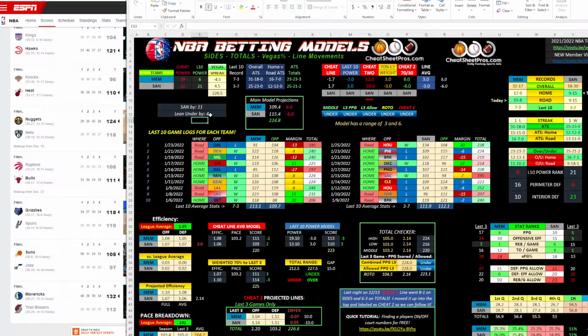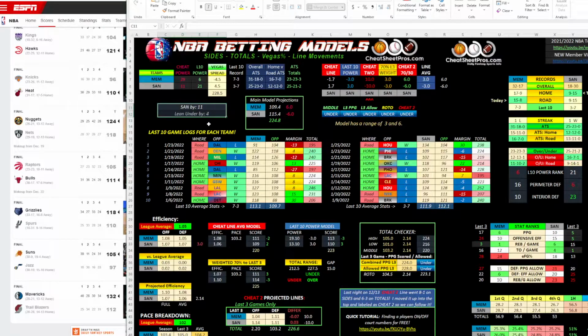So right here, if you want to take a look at it, you can see based on the spread, we have the San Antonio Spurs, a difference by 11, and then for the side, we lean under by 4 points. Now, what I recommend is look into games that have a difference of 6 or 7 or more points, and then make your determination based on that.